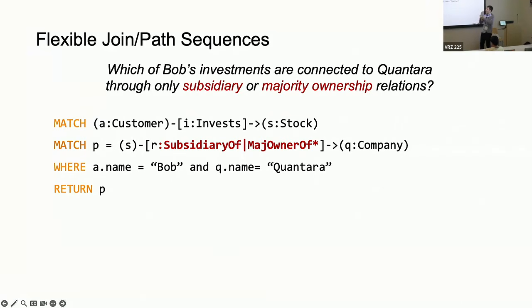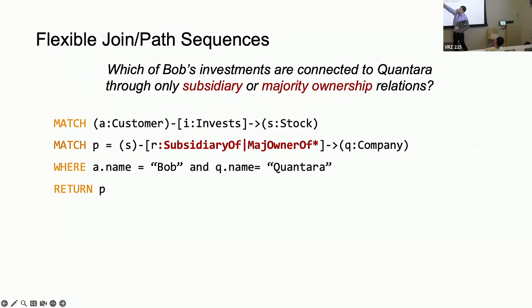maybe you're only interested in subsidiary of and majority owner of relationships in the paths that connect Bob's investments to Quantara, and not supplier of. So maybe supplier of is fine, but you're just interested in these direct corporate relationships. So you could do something like this.